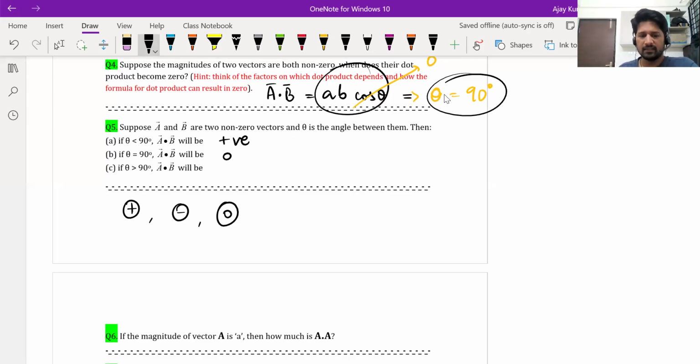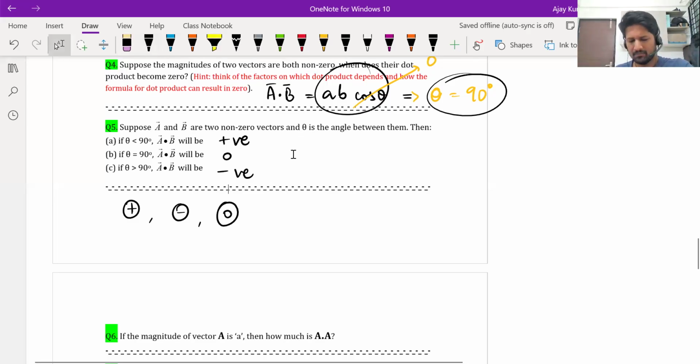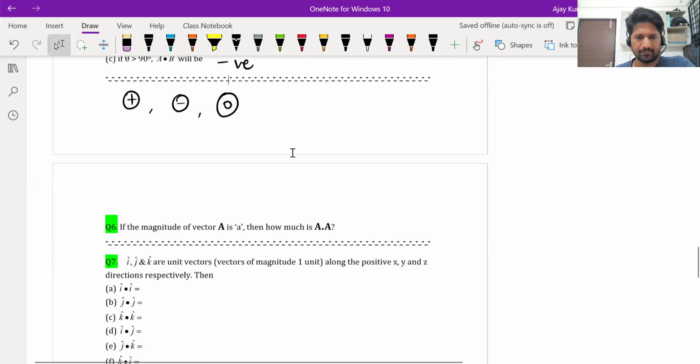And if the angle is greater than 90 degrees, then A B cos of an angle greater than 90 degrees will be negative. So the whole thing will become negative. So the dot product of two vectors which have an angle of more than 90 degrees between them will be negative.